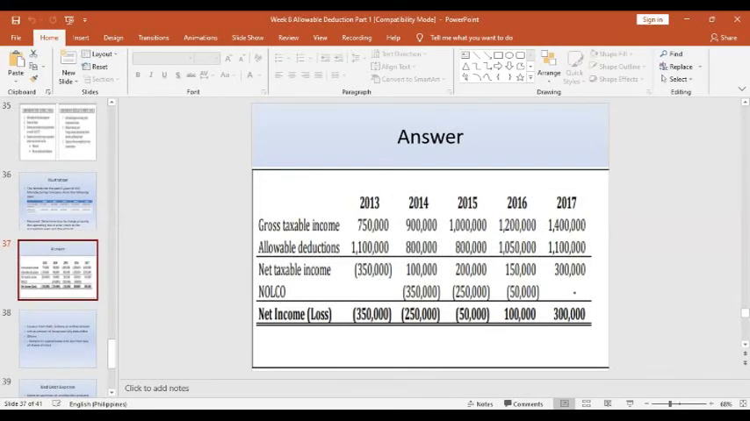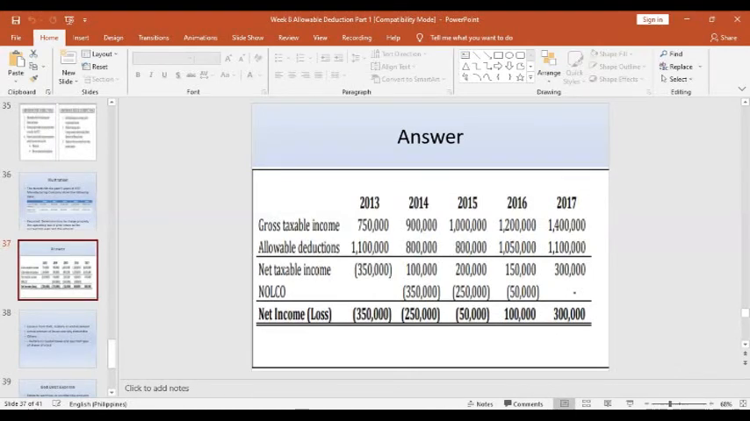In 2015, of course, the net taxable income is 2 million. And then the net operating loss carryover from 2014 is 250,000. Therefore, it will be deducted from your gross taxable income. So the net income is 50,000.